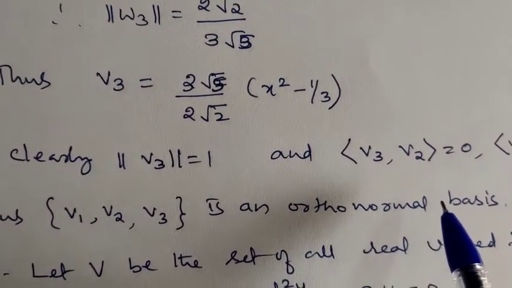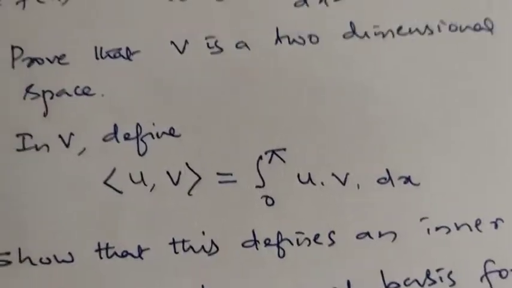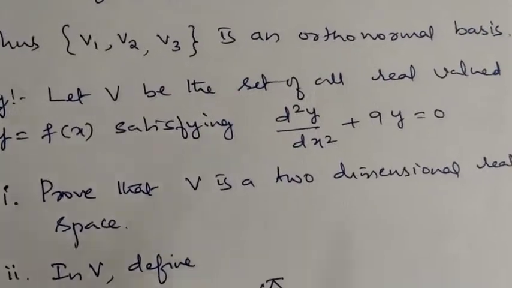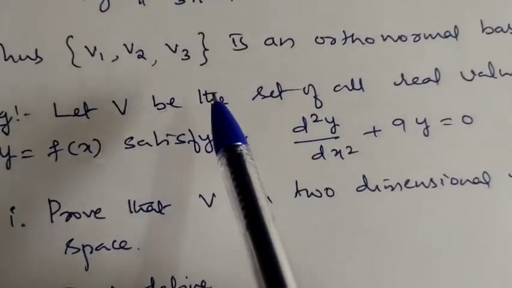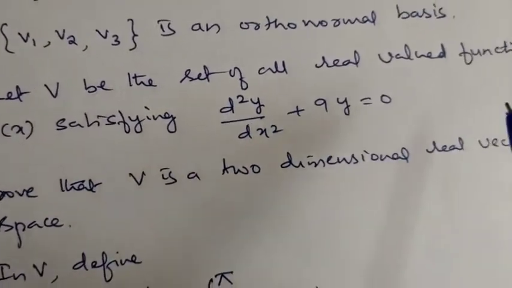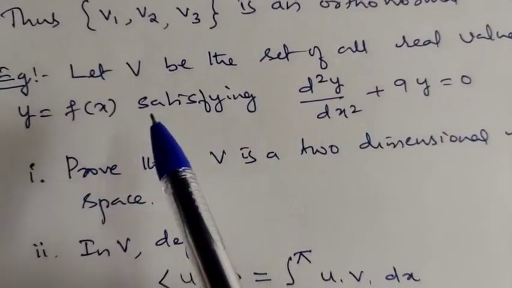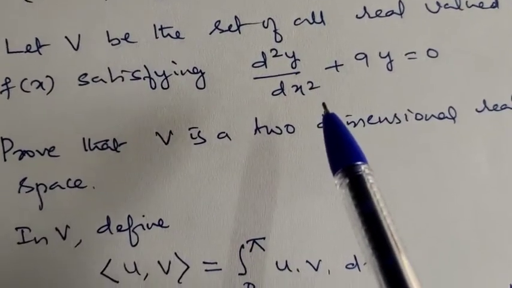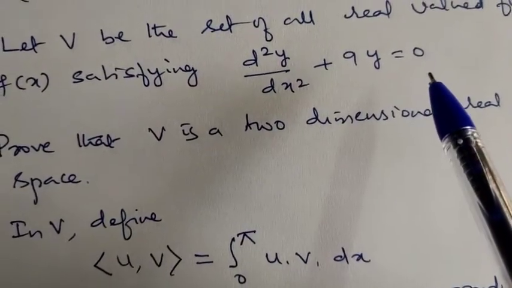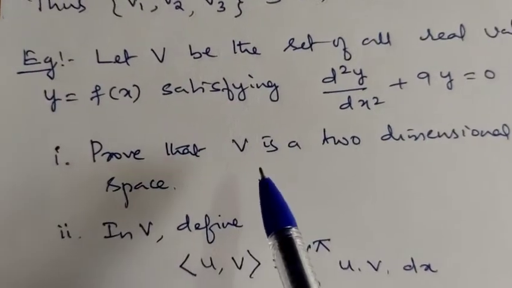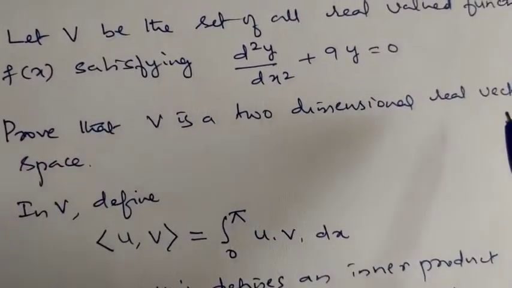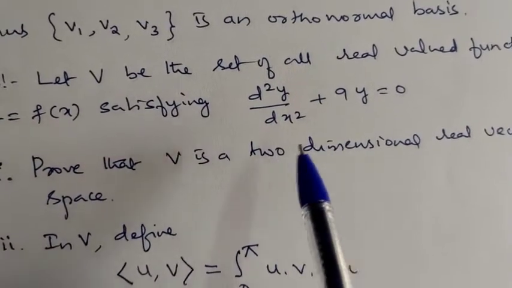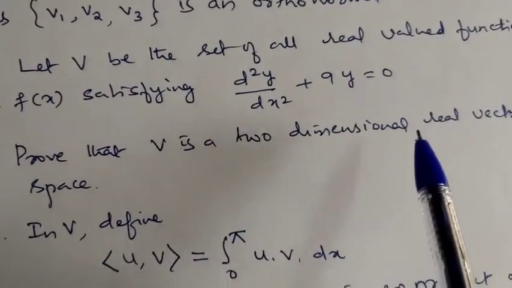Okay, friends, I will take up another example. Suppose V is the set of all real valued functions y is equal to f of x satisfying the differential equation d square y by dx square plus 9y is equal to 0. Here prove that V is a two-dimensional real vector space. Here we need to prove the solution set of this differential equation is a two-dimensional vector space.